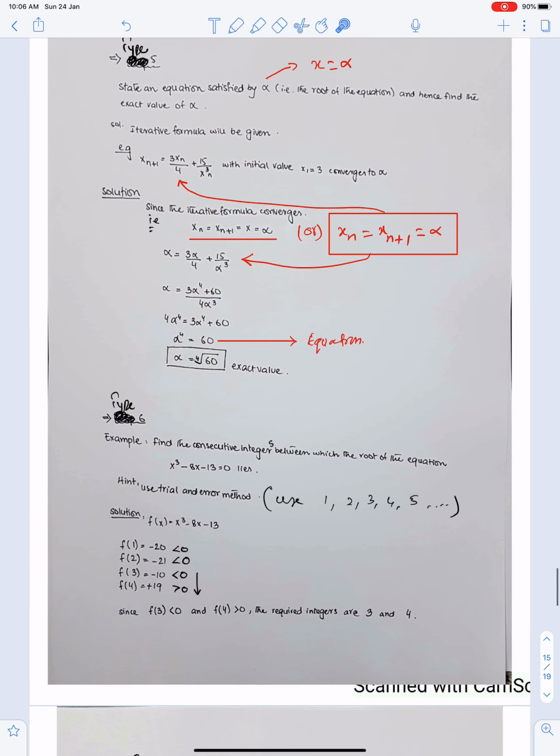Type 6. Find two consecutive integers between which the root of the equation lies. You just need to start with the positive integers. First try the positive integers. Use 1, 2, 3, 4, 5. Suppose this equation is f of x, and then check the sign of f of x on these numbers. As soon as f of x changes its sign, stop the trial and error method, and state the integers. Since f of 3 is negative and f of 4 is positive, therefore the root of f of x lies between these two integers. This is the trial and error method, and try to use the positive integers first.